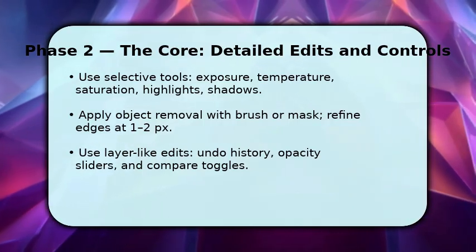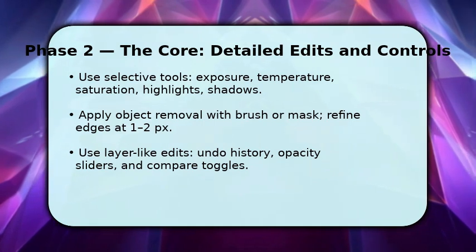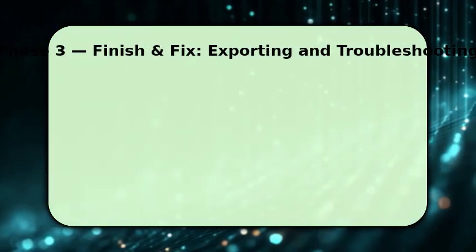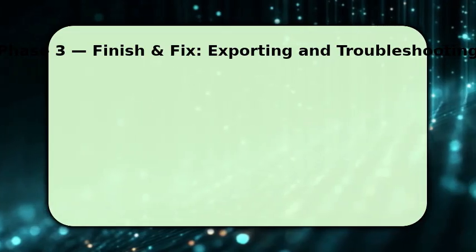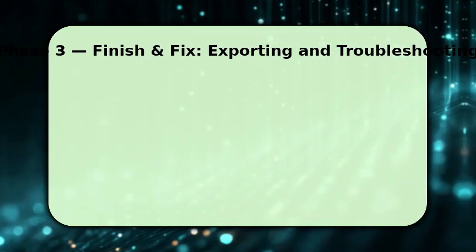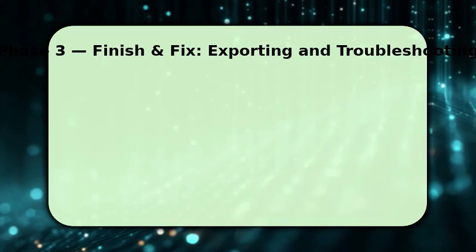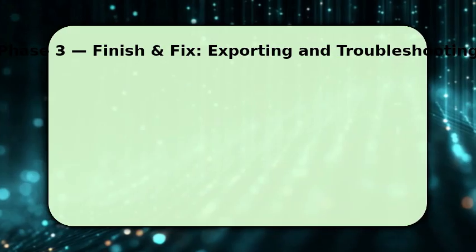Once satisfied, make a medium resolution export to verify on different screens before finalizing. Finish by exporting the final image in the correct format and resolution for its destination. Keep both the original and the edited file. Add gentle sharpening, about 0.5 to 1.0, and compress conservatively, aiming to keep visible artifacts under 2% for web delivery.